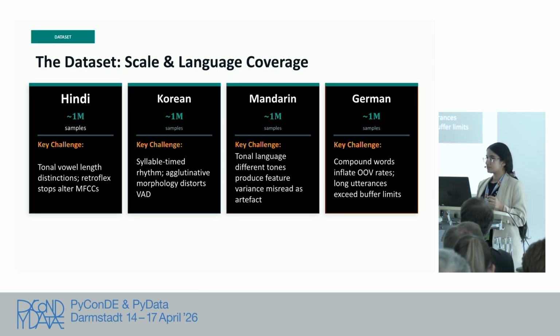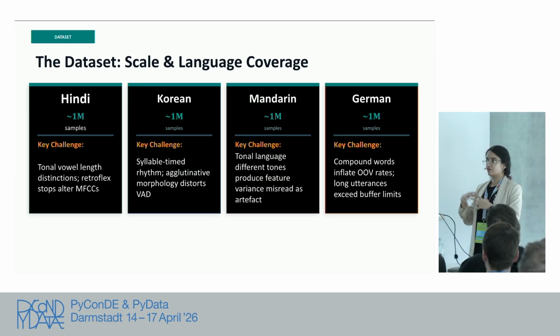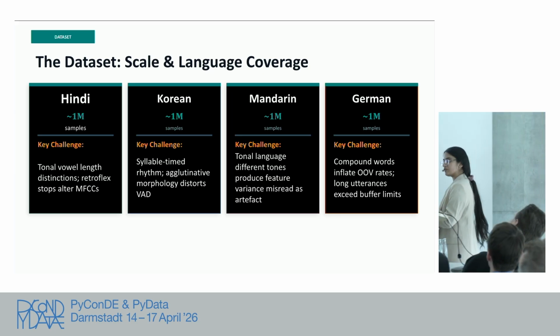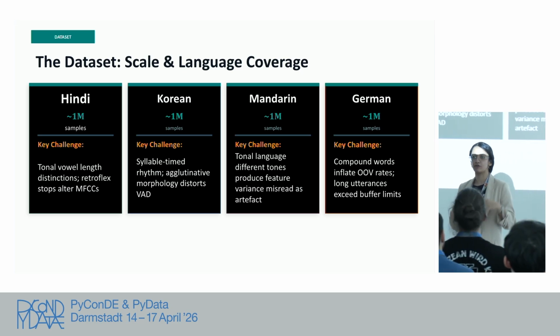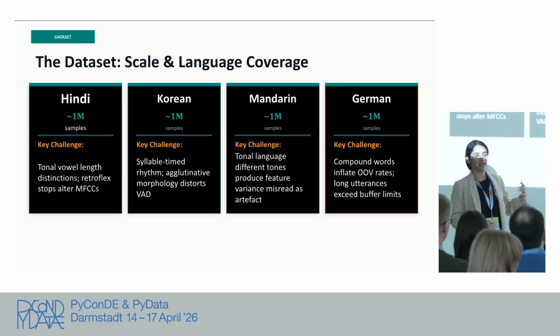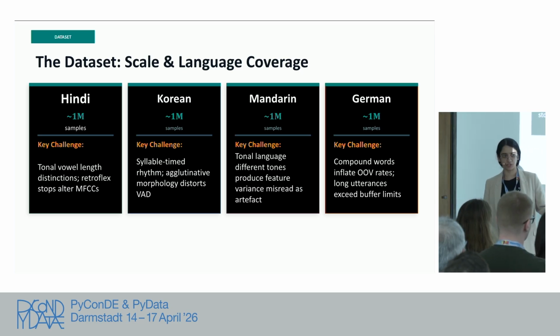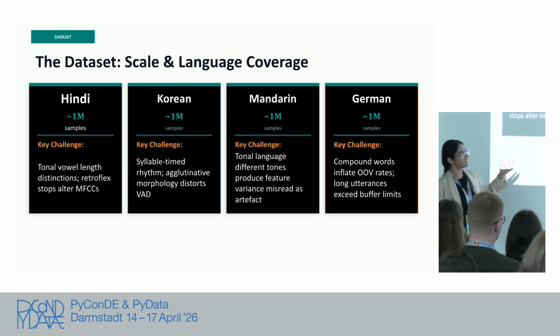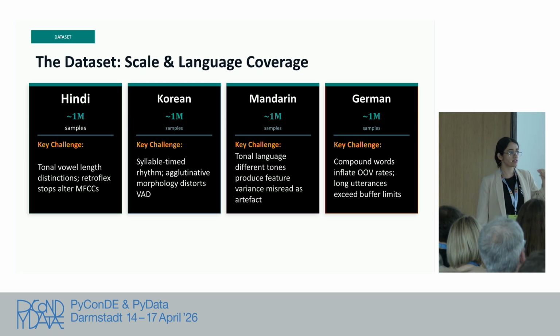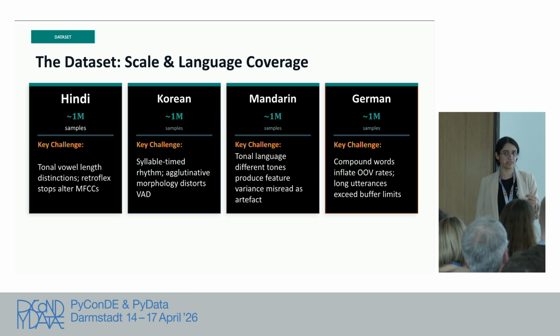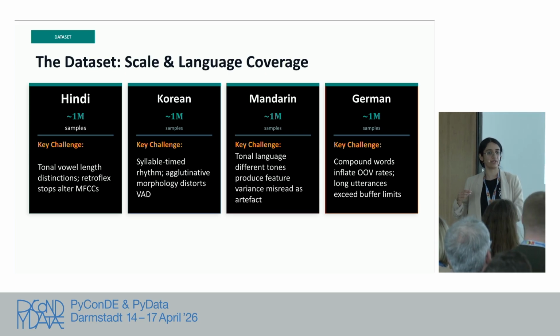Okay, so now given this format, I give you different samples of the data. I give you 1 million rows of audio in English, in German, in different languages. And you note that in all these languages, there is a key challenge. Why? Because the way that we pronounce the words in English is not the way that we pronounce them in German.